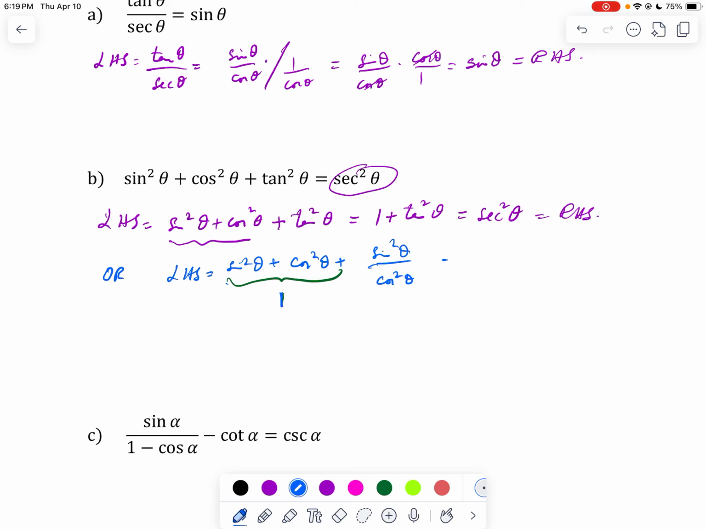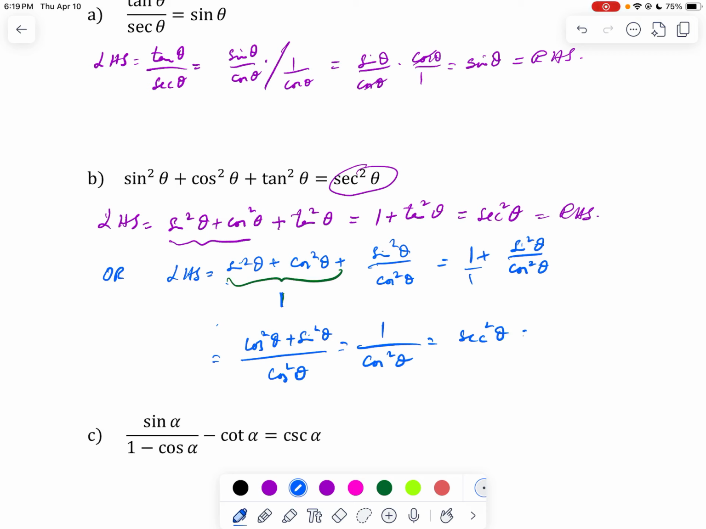So we can now write it as 1 plus sine square theta over cosine square theta. So now you can take the common denominator. So there is 1 here, and the common denominator is cosine square theta. So on the top we get cosine square theta plus sine square theta. The top is 1, so this is another way of doing this.